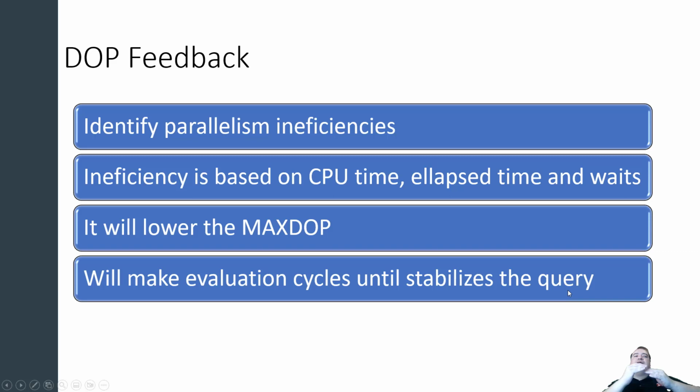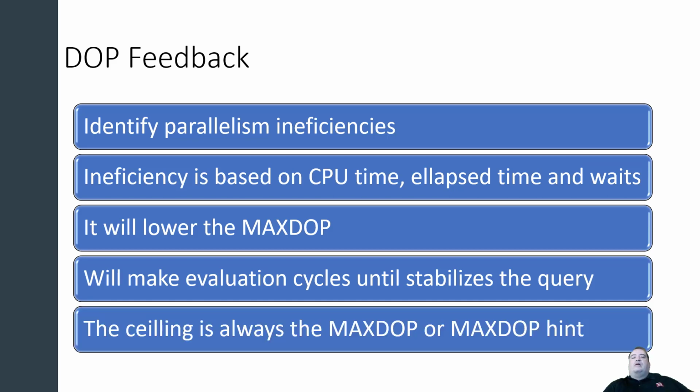They reach a point where they can't lower the MaxDOP anymore, or the query is already good enough. If they lower more, the query will get worse. The ceiling is always the MaxDOP or the MaxDOP hint. It means that it will never disrespect our configurations. And the intention is to put down, not to put up. It will only put up if after putting down, it discovers that something changed and this query is not efficient anymore. Let's go back up to the MaxDOP configuration to see what's the best level for this query.